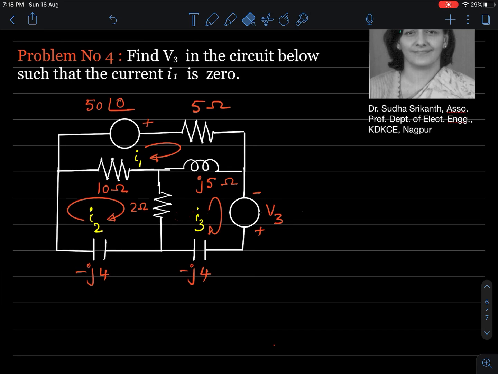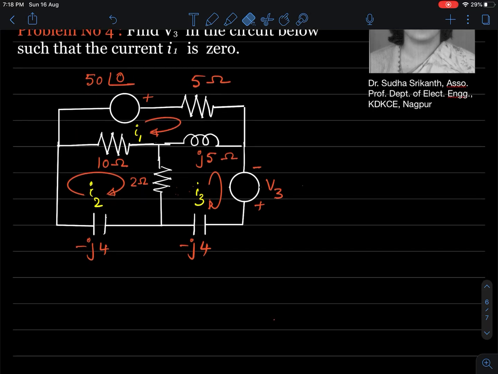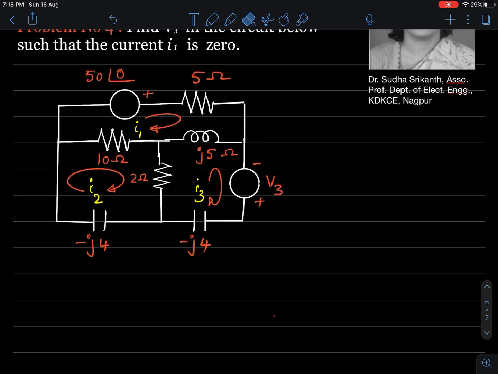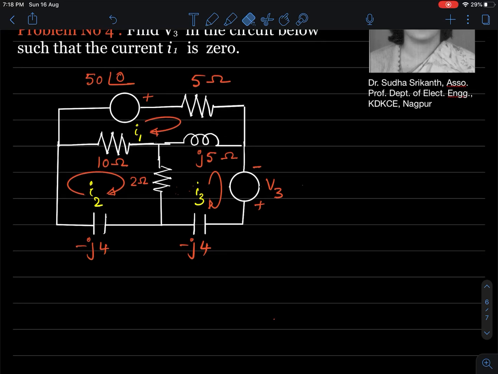Okay, so this is the network given. We have 3 meshes, I1, I2, I3 are the currents in those 3 meshes. So we write the mesh equations, which are 3 equations. We can write them in equation form or in vector matrix form. Let us write it in the vector matrix form in this particular problem. Again, I recommend you to see the previous videos if you want to know how to write the mesh equations in vector matrix form by inspection.